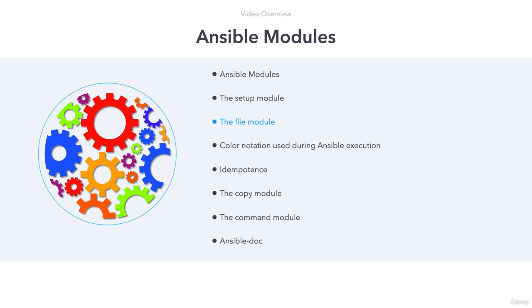The file module and how we can use this for file-related operations. The color notations used during Ansible execution, and how this relates to a key feature of Ansible known as idempotence. We'll be looking at the copy module and the command module. Lastly, we'll be using the Ansible doc to understand the options available when using Ansible modules.